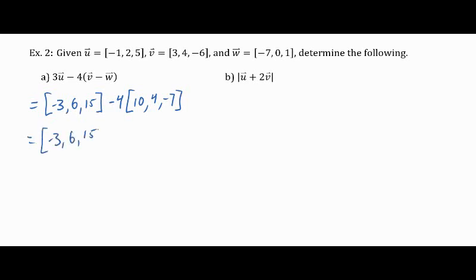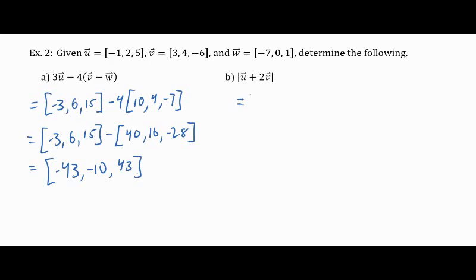Okay, multiply by 4. I'll still subtract it and just multiply through by 4. So 40, 16, negative 28. Negative 3 minus 40 is negative 43. 6 minus 16 is negative 10. And 15 minus negative 28 is 15 plus 28, which is 43. Okay, so it's really just basic math stuff, adding and scalar multiplication of vectors.